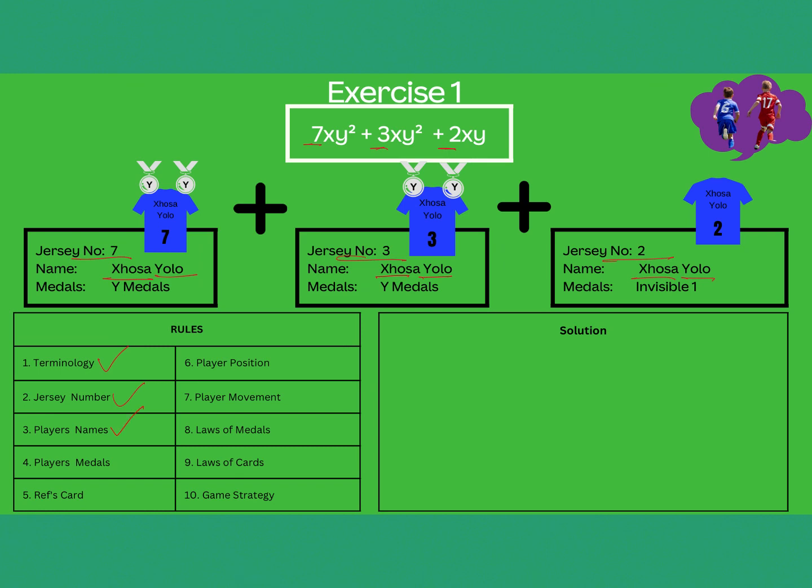Players' medals. We've identified the Y medals. And player 2 also has Y medals. But player 3 doesn't have visible medals. So we have invisible 1 medals. If they were showing, they'd be written here. But in this case, they are not shown, so we call them the invisible 1 medals.